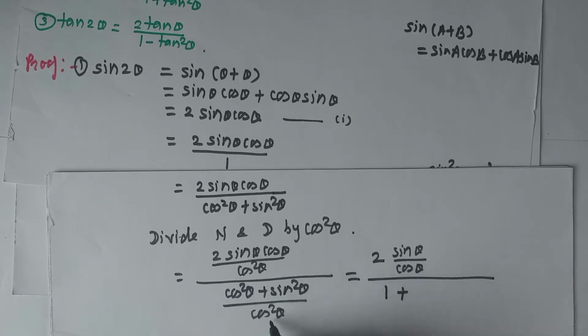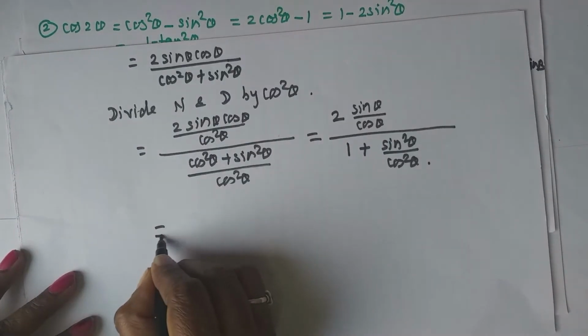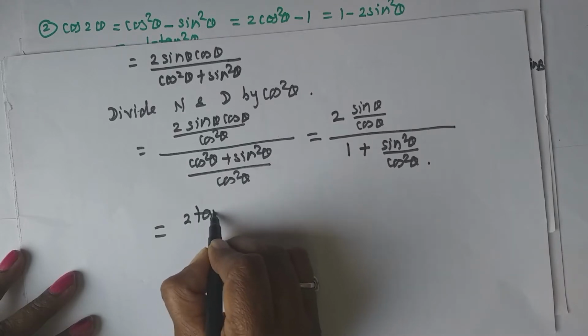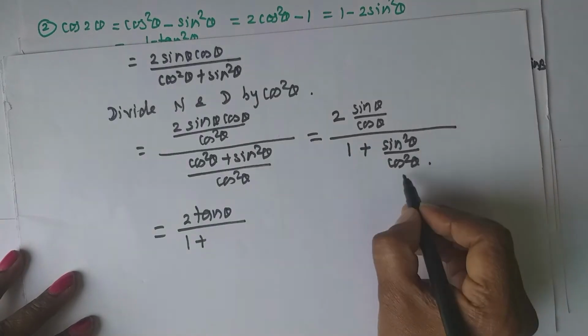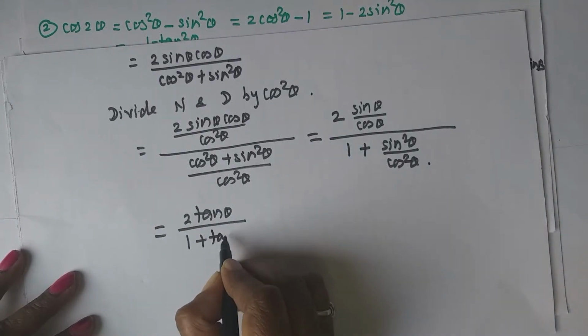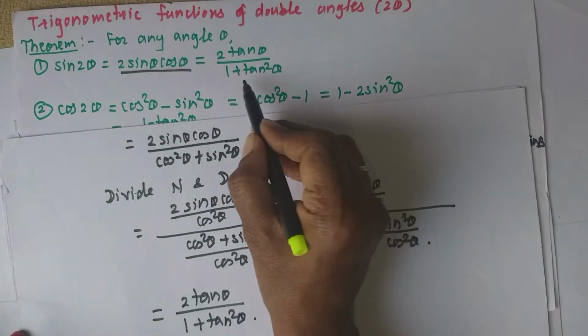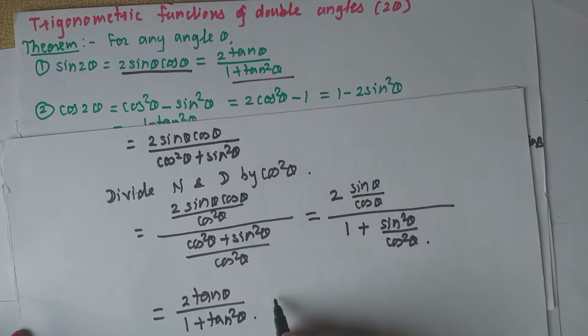And here remains sin square theta divided by cos square theta. In the next step, what is this? This is 2 times sin theta divided by cos theta, means 2 times tan theta. And this is 1 plus sin square theta divided by cos square theta, means tan square theta. In this way we have got this second identity, this second formula.